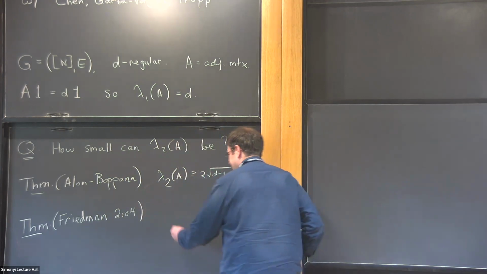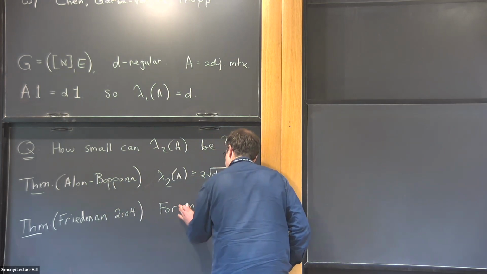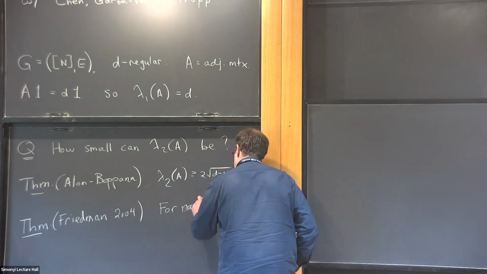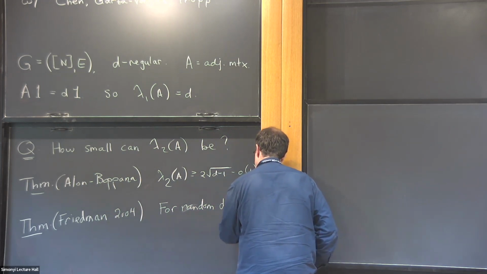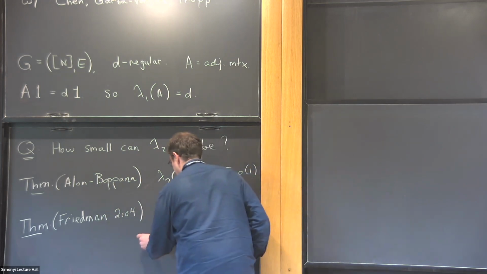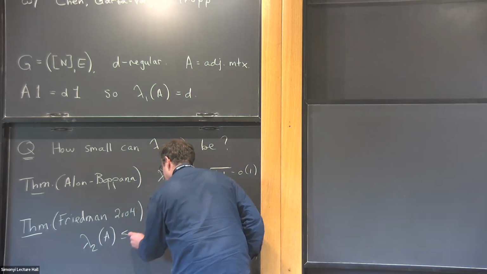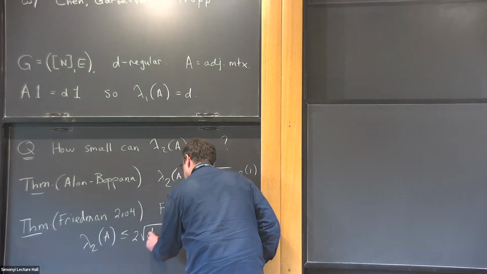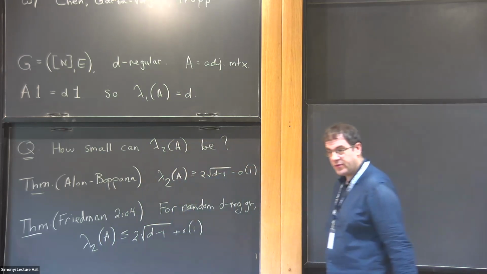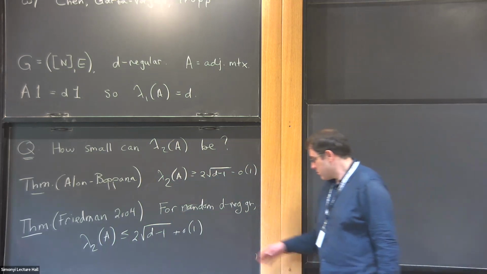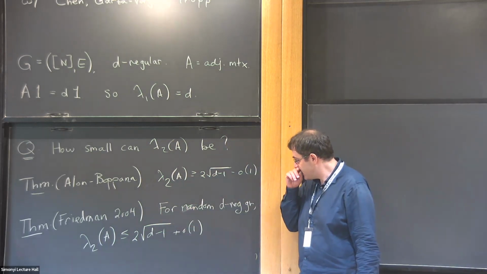Joel Friedman says that if I draw a random d-regular graph, we have that the second largest eigenvalue of the adjacency matrix is upper bounded by 2 square root of d minus 1 plus little o(1), as the number of vertices goes to infinity with the degree fixed, in probability. So this is Friedman's famous theorem.